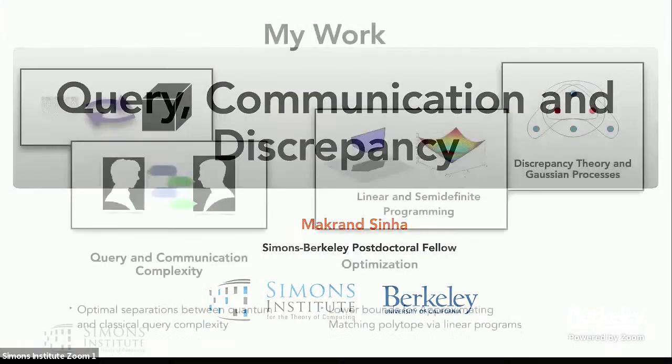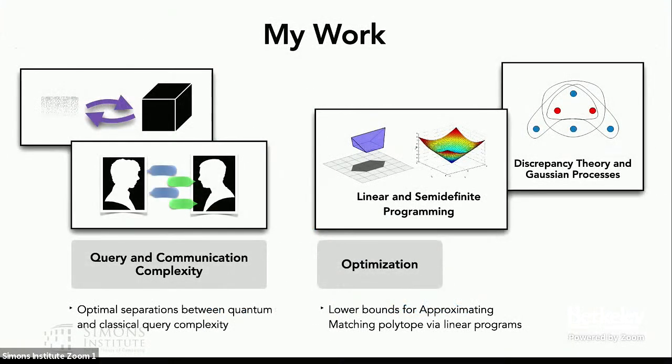Hi, so I'm broadly interested in complexity, quantum computing, and probability. So far, most of my work has focused on query and communication complexity, and some parts of optimization, particularly improving lower bounds for size of linear and semi-definite programs, and discrepancy theory and stochastic processes. In this short talk, I will briefly talk about two problems: separating quantum and classical query complexity, and lower bounds for linear programs for solving the matching problem approximately.